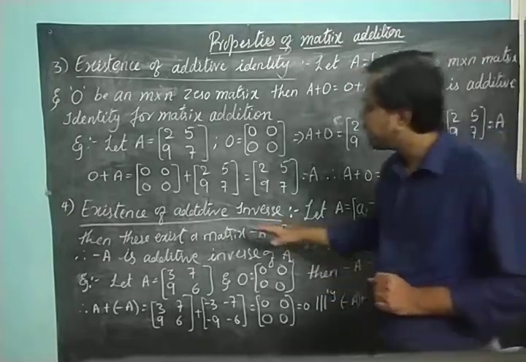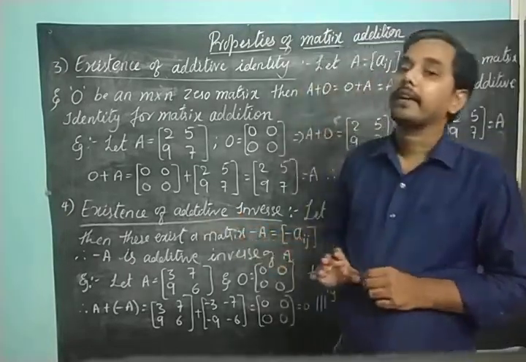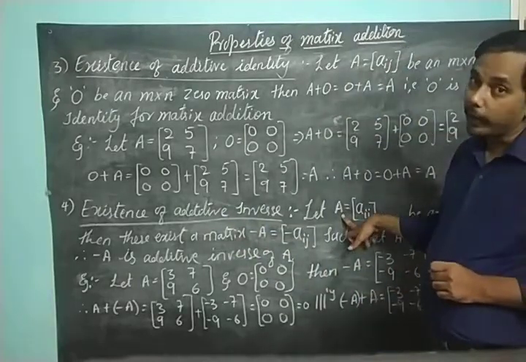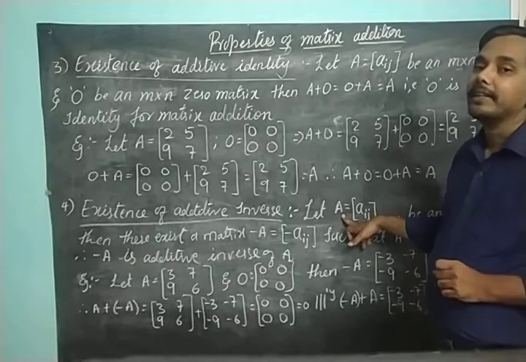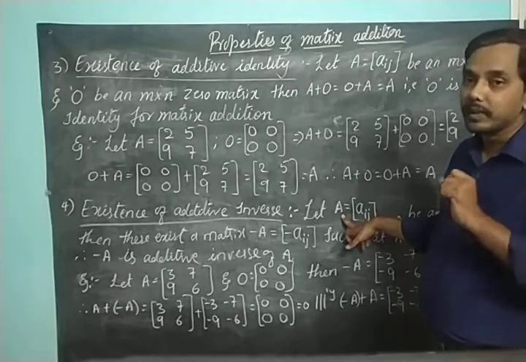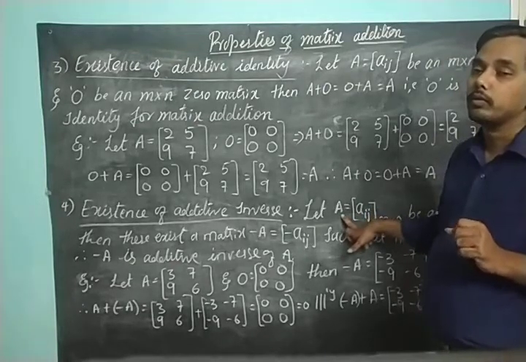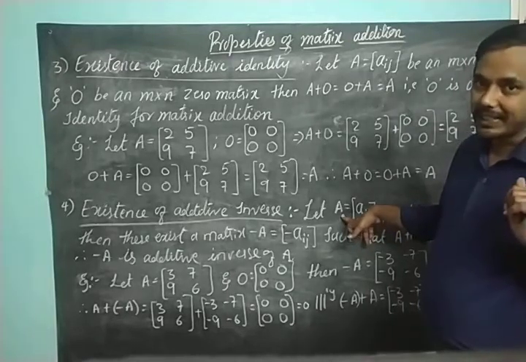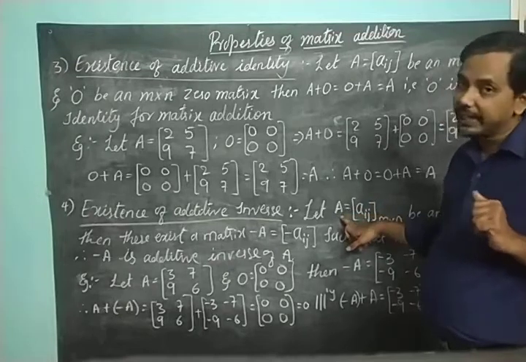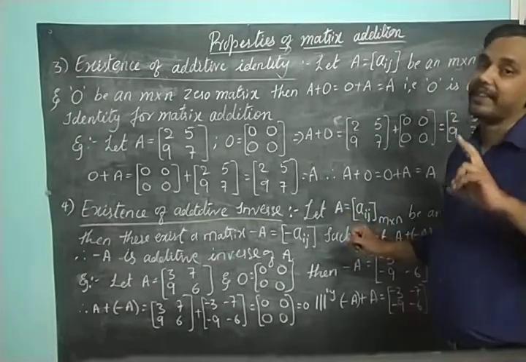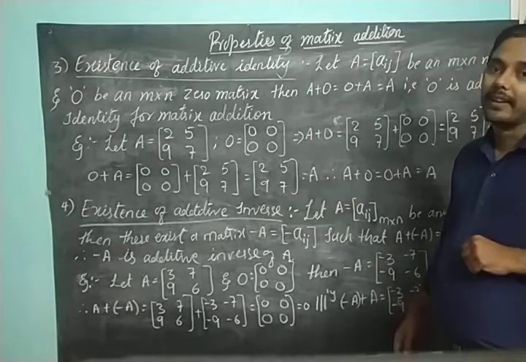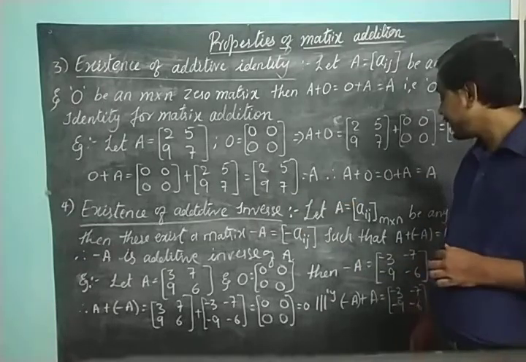Right? Similarly here, additive inverse. If you add any matrix to A, then the answer should become 0, or you should get a zero matrix. Is that clear? If you add any matrix to A, you should get a zero matrix. Then the matrix which is added is called the additive inverse of A or inverse matrix of A.